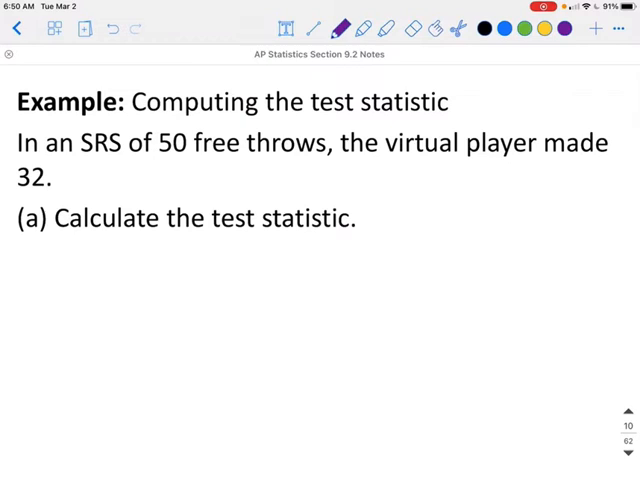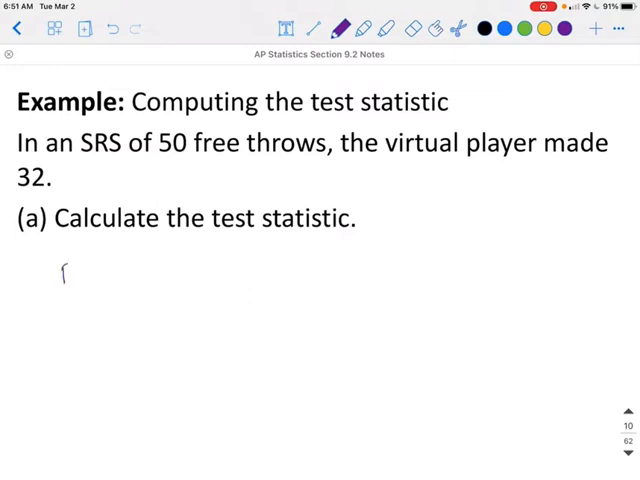So in our simple random sample of 53 throws, the virtual player made 32. Calculate the test statistic. Before we can do this, we already checked, but if this was a normal case, you would need to check that all the conditions were met. You would need to check that it's normal, so the number of failures and number of successes are each at least 10. You would need to check that it's random, and you would need to check that it's independent. We've already done this when we did that previous example to make our bell-shaped curve, but in a normal situation, you would need to check this.